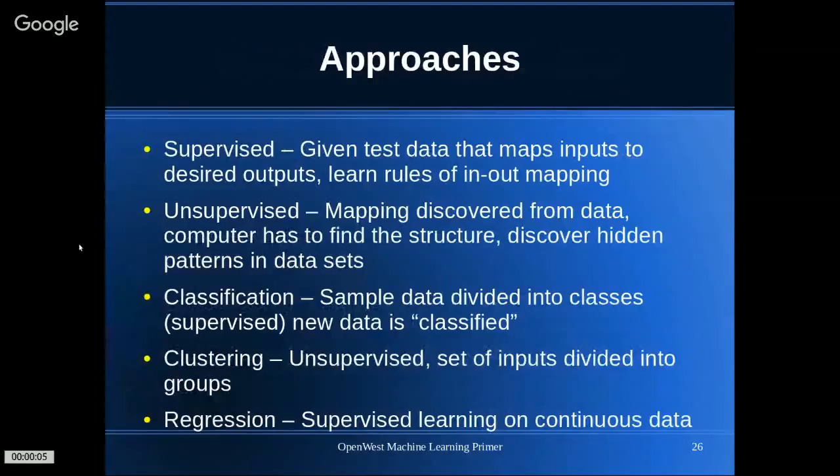These different approaches to machine learning: supervised, where you're given a test data set, and you're actually matching it. You're basically told how to handle the data and then apply that mapping to new data that comes along. The bottom line of that is that you have a preconceived notion of the structure of the data you're looking at. Unsupervised, I think, is a lot more interesting from my perspective, where you're letting the computer find structure in data. There are other approaches: classification and clustering, and regression. Regression is a pretty standard statistics technique.